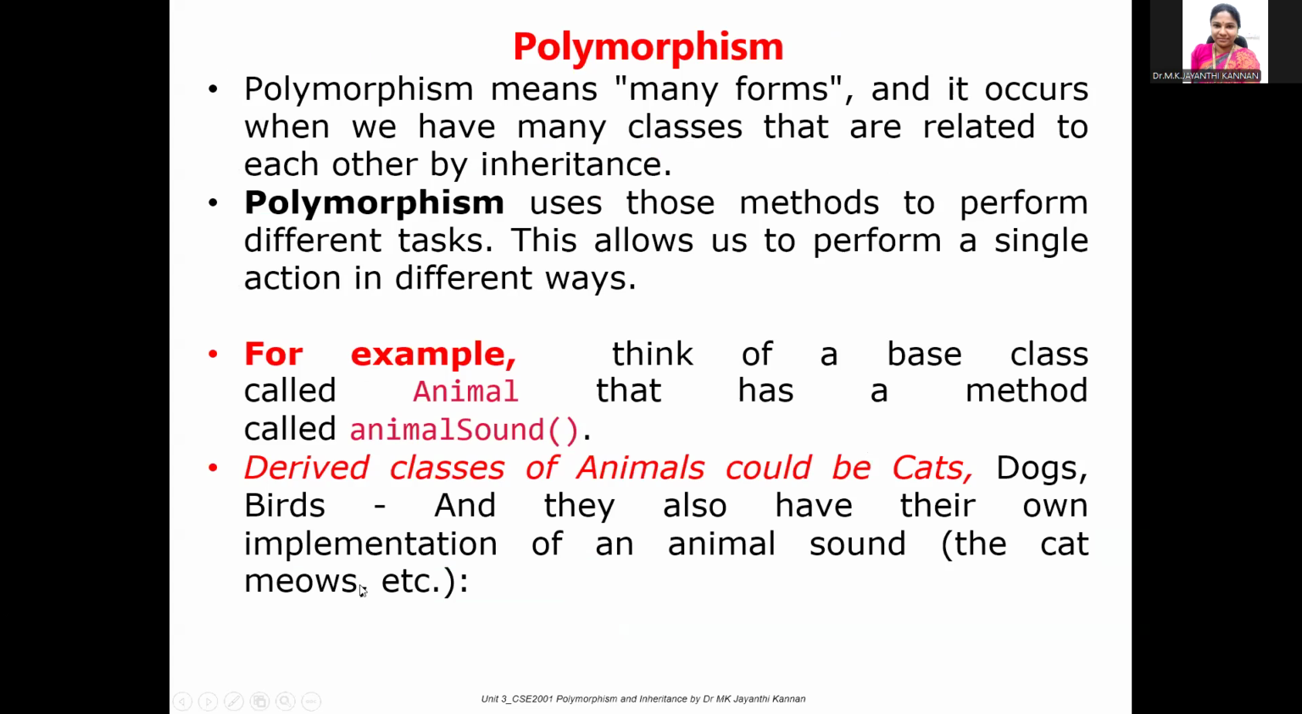So polymorphism uses those methods to perform different tasks. For example, we think of a base class called animal that has a method called animal sound. Derived classes of animal could be cat, dog, birds. They can also have their own implementation of animal sound.